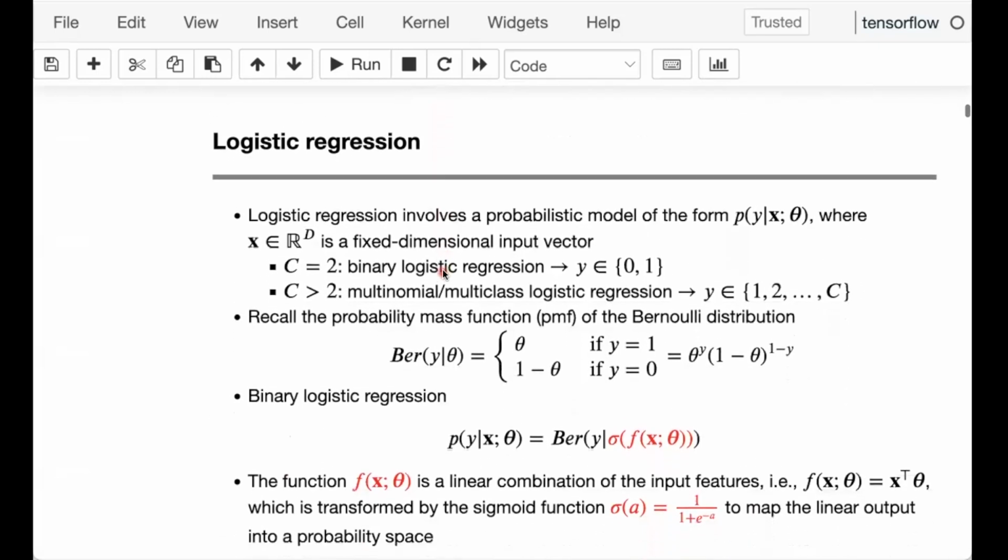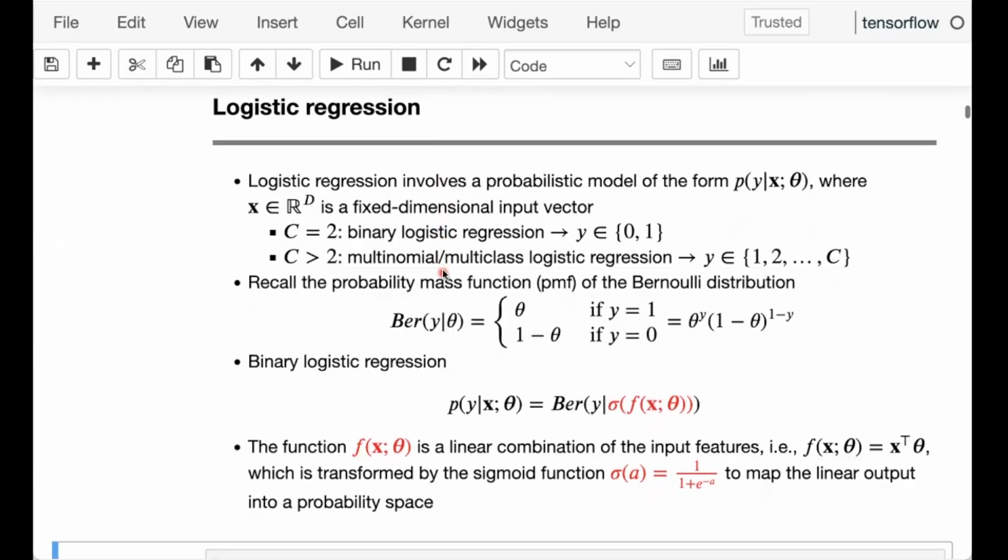So what is logistic regression? Logistic regression is a probabilistic model that can be viewed as the probability of y, and y is our target or label, given the input vector x, which we assume is a d-dimensional vector, and some unknown parameters theta. So the goal here is to find this theta. Once we find theta, we know this probabilistic model and we can make predictions.